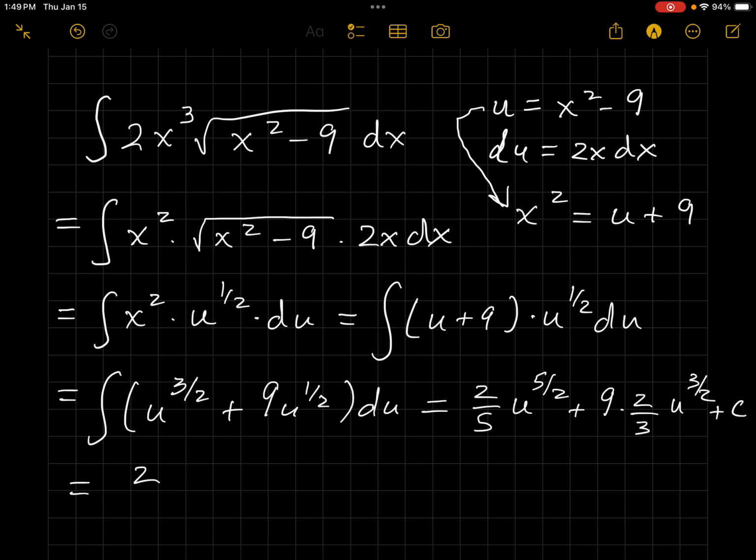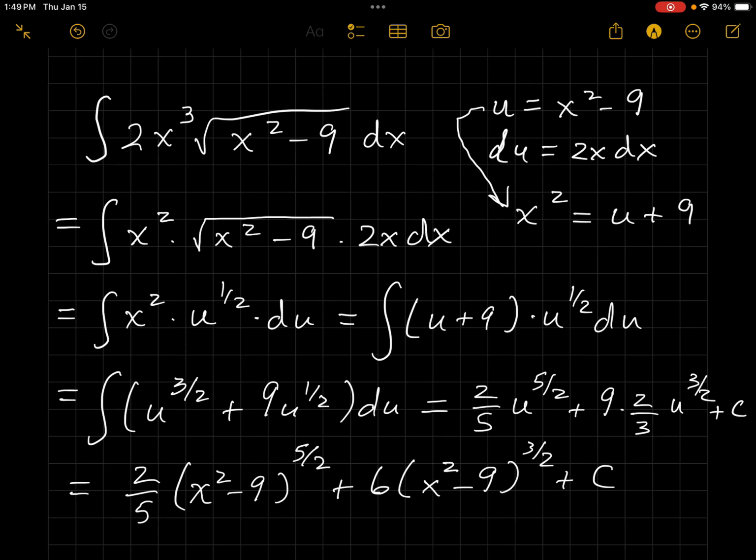And then we can back substitute for our u, giving us 2/5 times x squared minus 9 to the 5/2 plus 6 times x squared minus 9 to the 3/2 plus c. So that's a little bit messy, but I would rather do that than have to do a trig substitution.